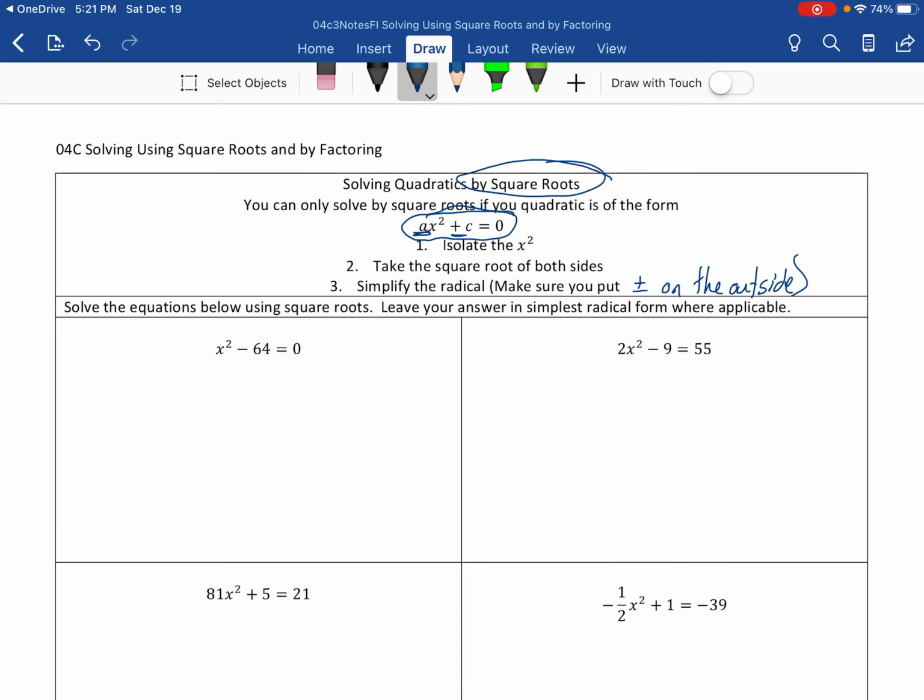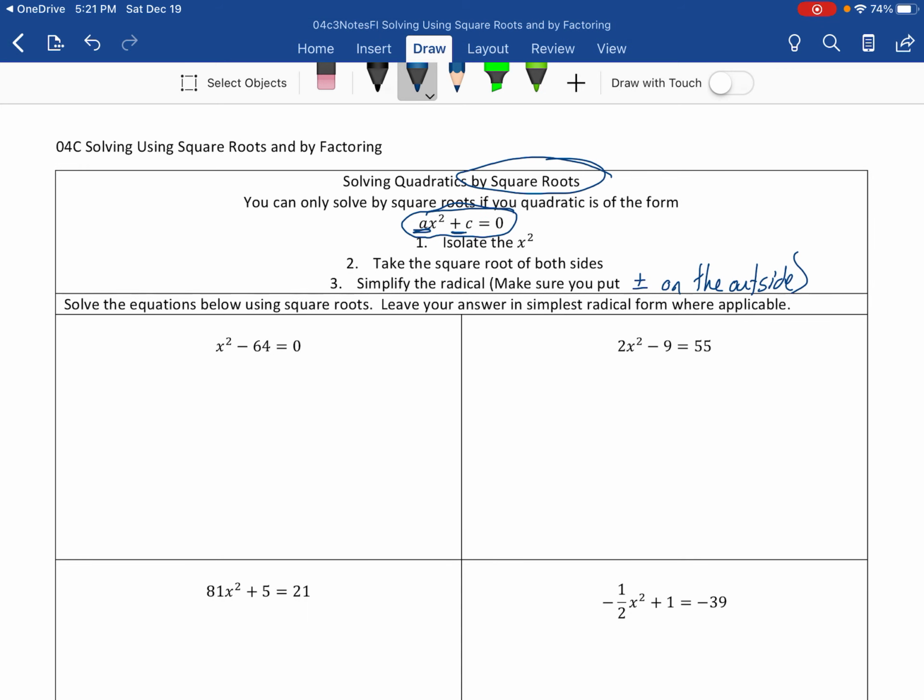Okay, so for our first one, we have x squared minus 64. I don't have to go through and factor. I can get the x by itself. So I can actually add 64 to each side. So I have x squared equals 64.